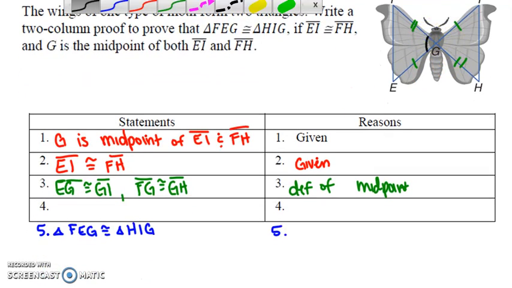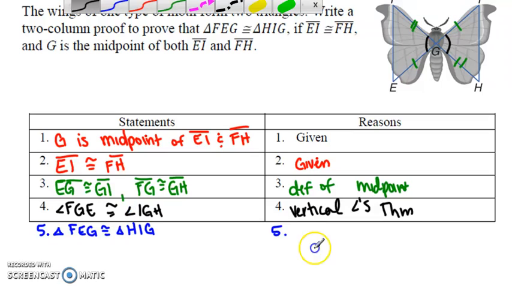So this is the included angle. Well, how would I prove this angle is congruent to this angle? What kind of angles are those? Those are vertical, and we know vertical angles are congruent, and that's the reason, vertical angles theorem. So that would be angle FGE congruent to angle IGH. And then lastly, what is the reason the triangles are congruent? Well, it kind of gave us the reason up there. Use side, angle, side. So side, angle, side is our reason.